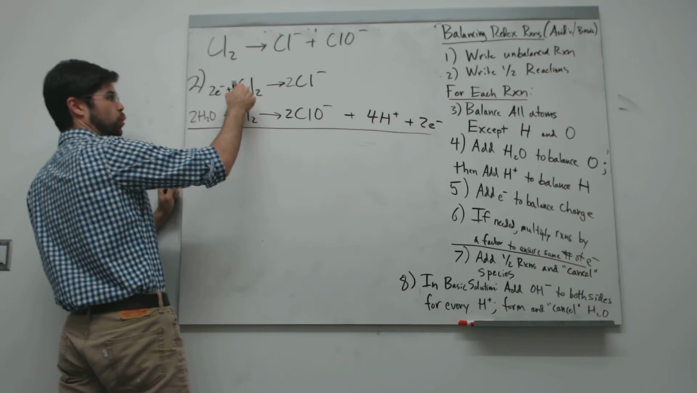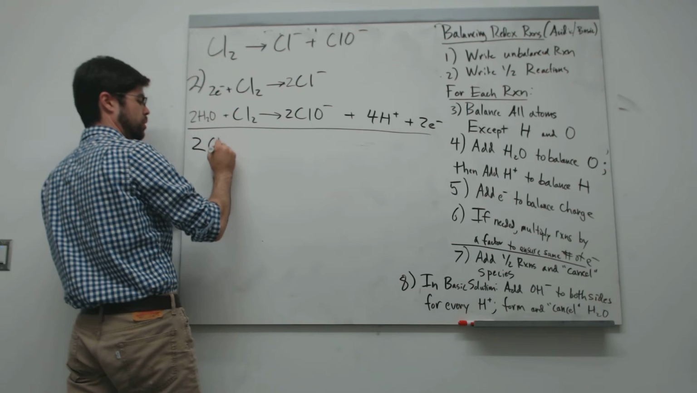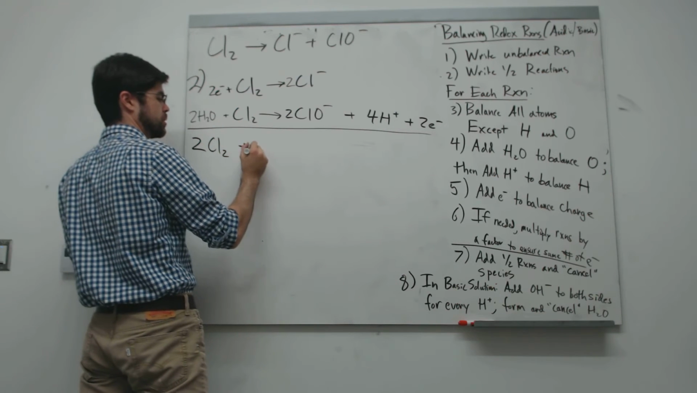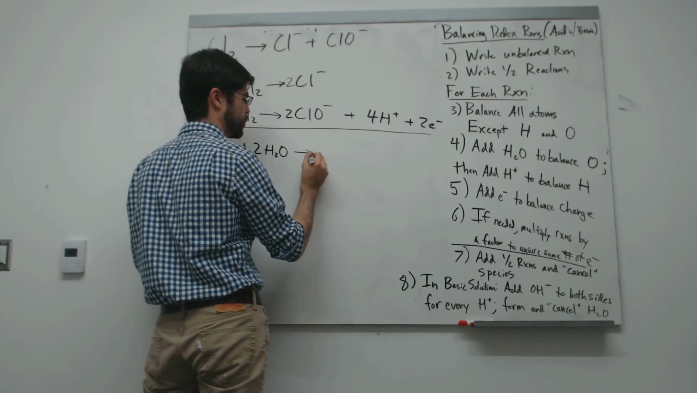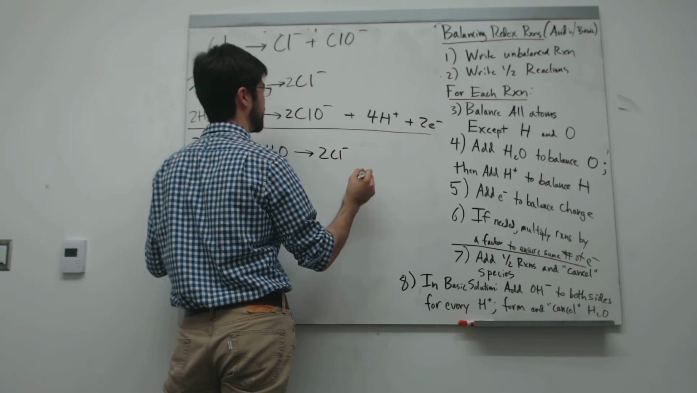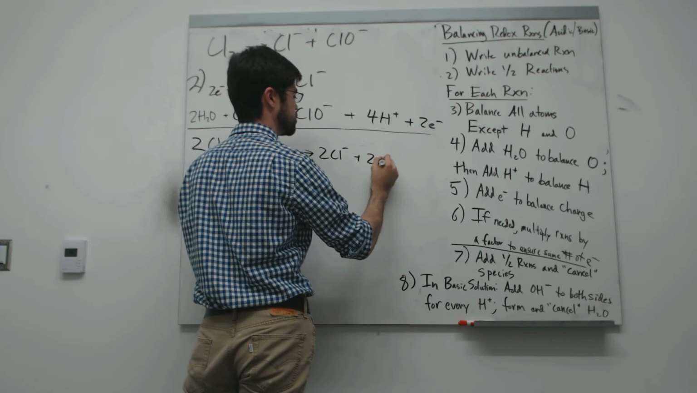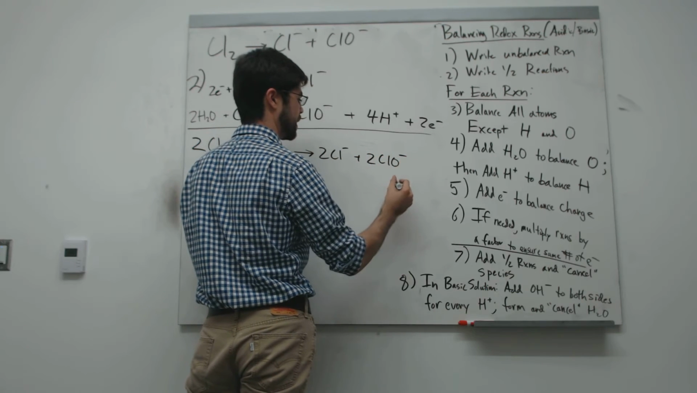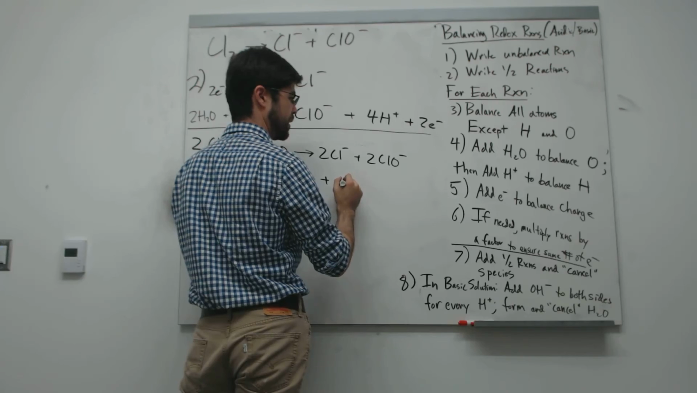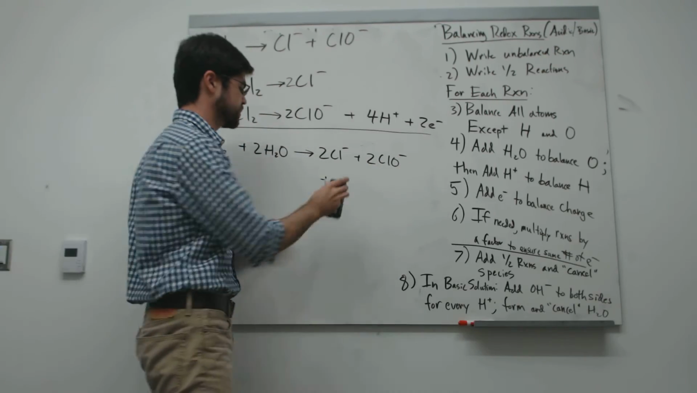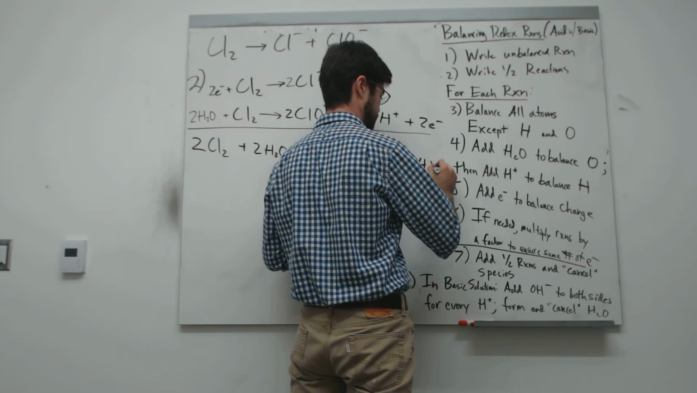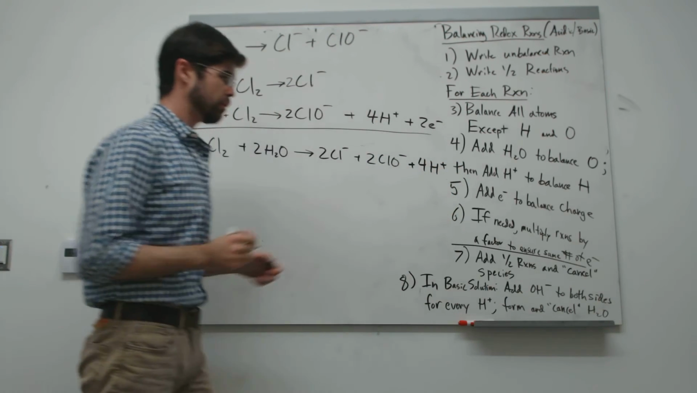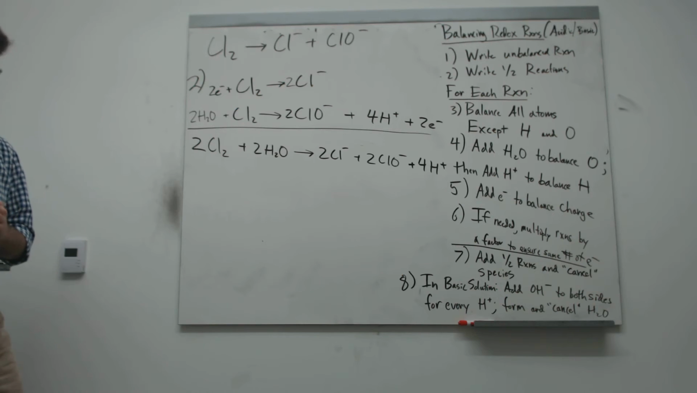So I've got 2 chlorine molecules plus 2 water molecules going to 2 chloride ions plus 2 hypochlorite ions plus, I can put this over here, plus 4 H plus ions.